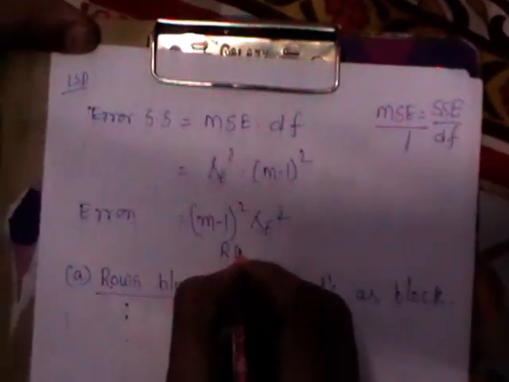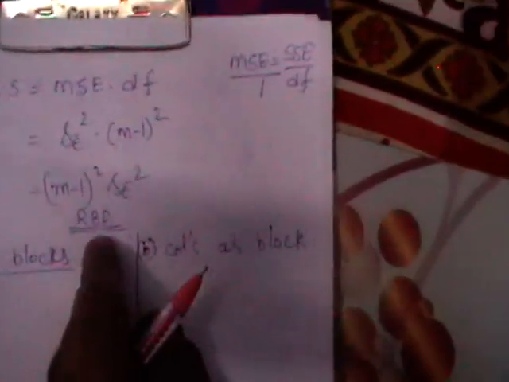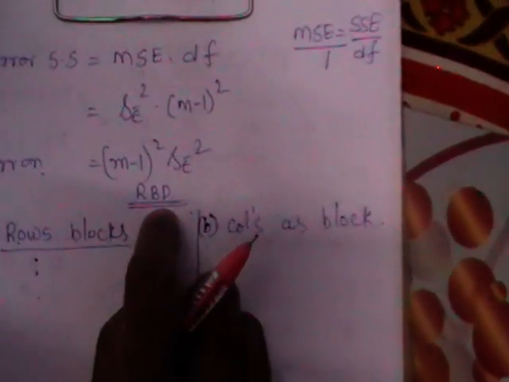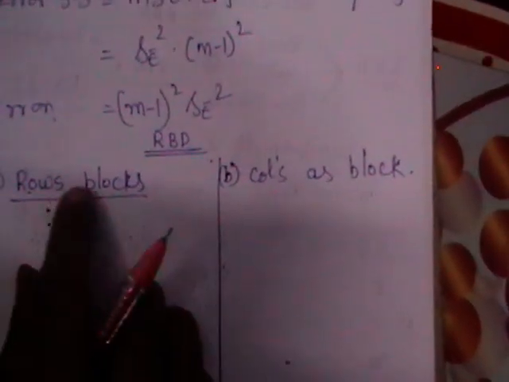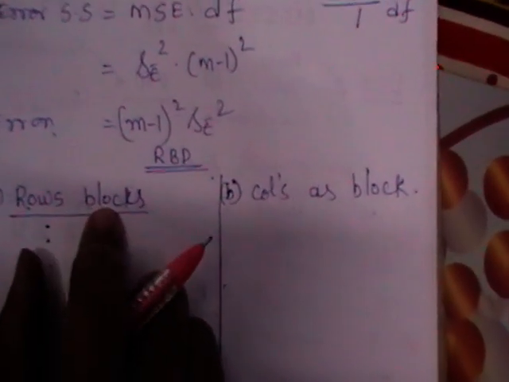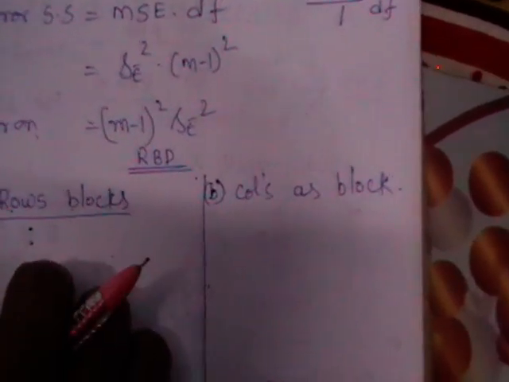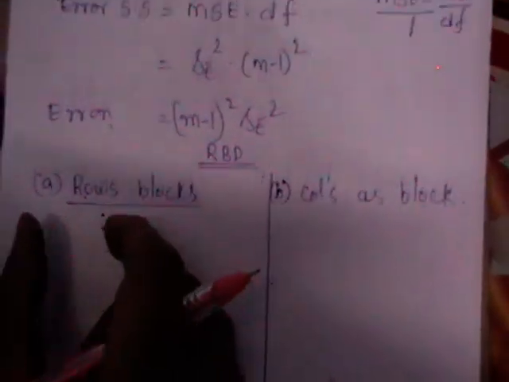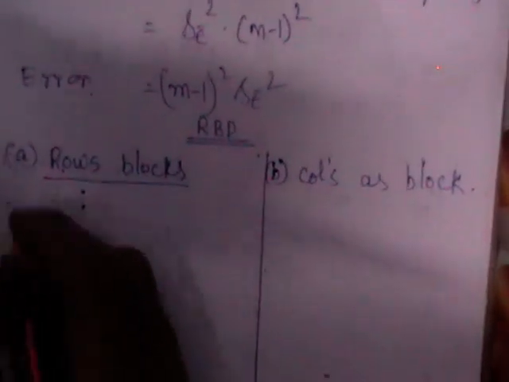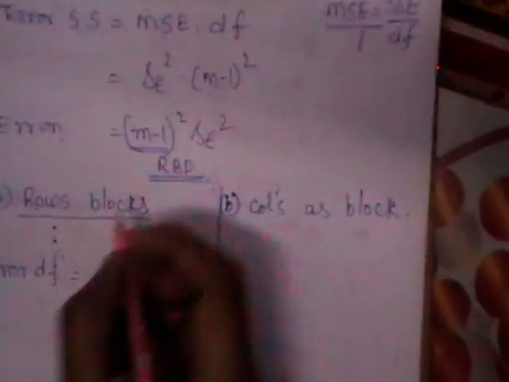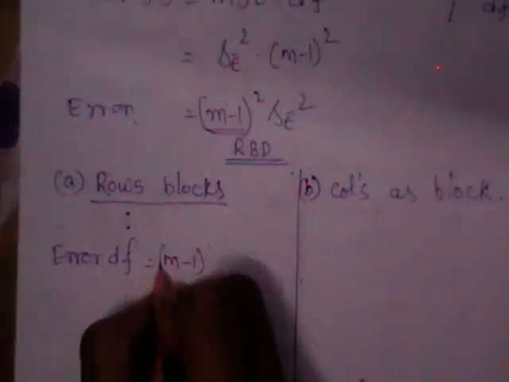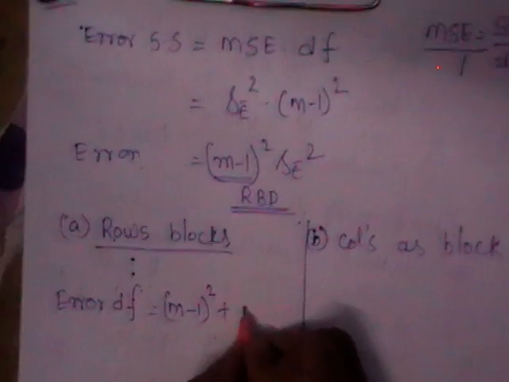Now we are going to conduct the same experiment with RBD. If you conduct RBD for the same experimental area, you are going to treat rows as blocks. If you treat rows as blocks, you are going to observe some changes in the degrees of freedom with respect to error. So let us see what the degrees of freedom are. For the experiment, you got the error degrees of freedom as M minus 1 whole square. You are adding the rows also.